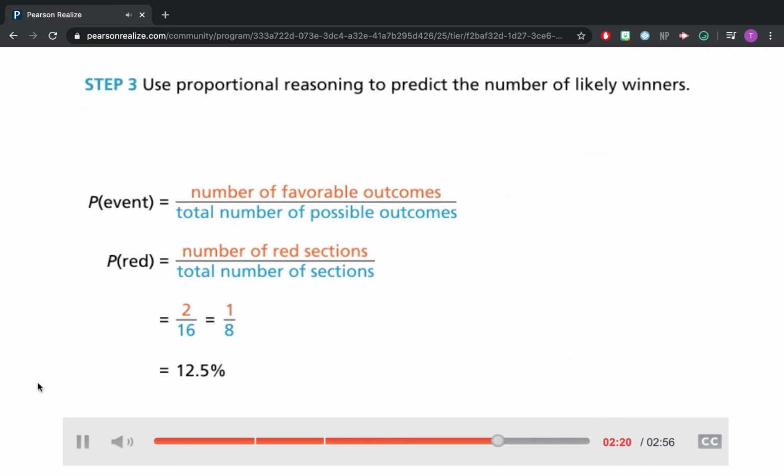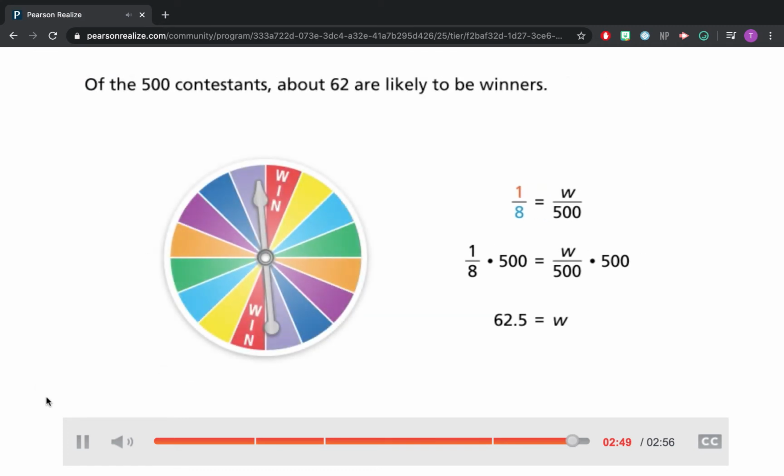Our last step is to use proportional reasoning to predict the number of likely winners, which we'll represent with the variable W. The probability of choosing red, or 1/8, is equal to the ratio of W to the total number of contestants, which is 500. Multiply both sides of the equation by 500 and simplify. So W equals 62 and 5/10. Of the 500 contestants, about 62 are likely to be winners.